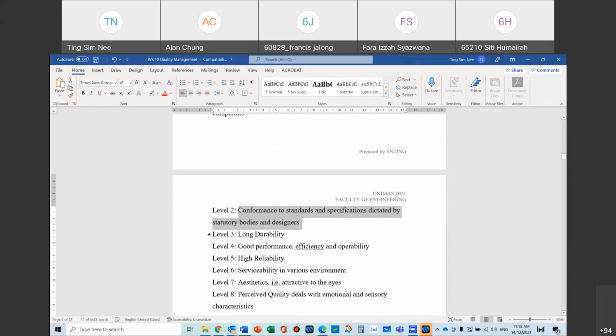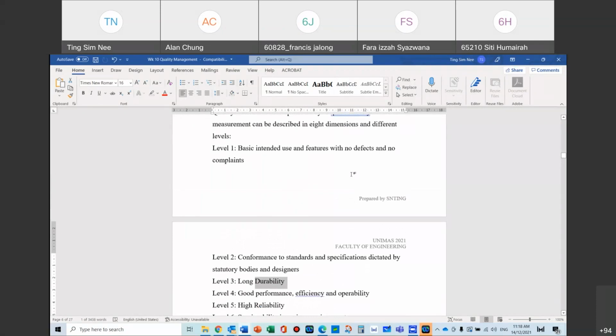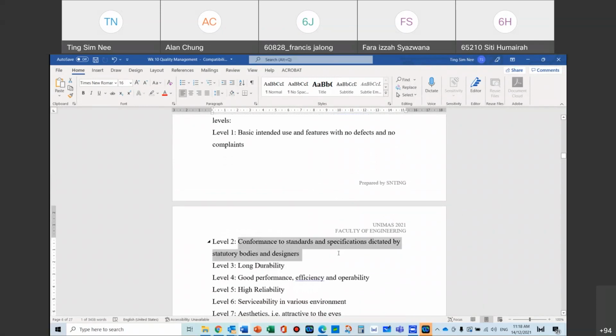And then the other thing is about how long you can use it. So let's say you buy, a lot of people say, oh, I like IKEA. IKEA has intended use. A chair is a chair, a bed is a bed, a shelf is a shelf. There's nothing wrong with that, okay? There are no defects, no complaints on that. It is conforming to certain standards in furniture that is being built. If all the chairs must be able to hold up to 150 kilograms of weight, then they are all conforming to that standard. But IKEA, is it long durability? I don't think IKEA is considered a long durability kind of item.